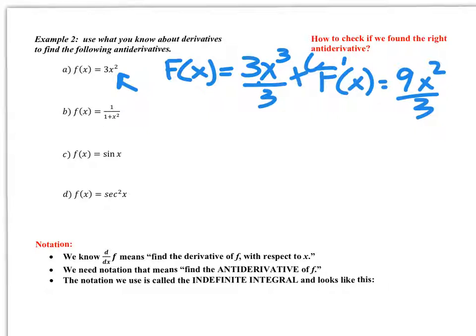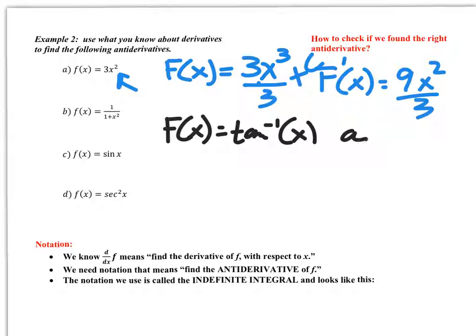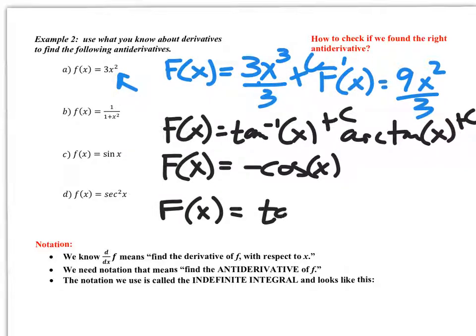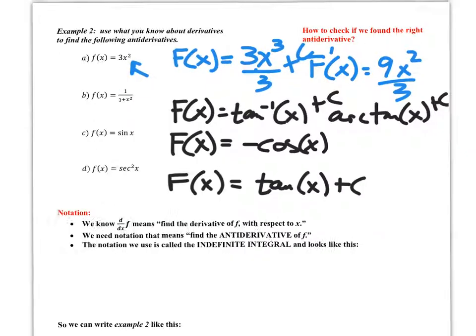Okay, here, this one, part B, you're going to think about way too much. But capital F, I know, is inverse tangent of x, or arctangent of x plus some constant. Okay, sine of x, well, F in this case would have to be negative cosine of x. And secant squared, again, identifying and remembering that the derivative of tangent x gives you secant squared.